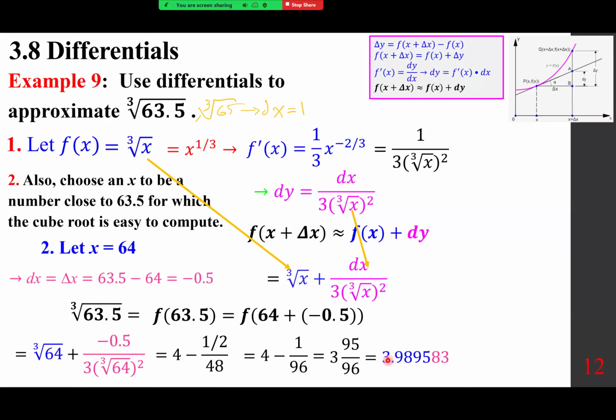And if you use a calculator, this is the approximation. By calculator, I mean using calculator on this part, okay? However, if you put 63.5 into a calculator, this is what you get. Within the first 4 decimals, they are identical. If you want to do the rounding here, this changes to 6 because this is 5, and this changes to 6 because this is 8. So they are pretty close. Why are they that close? Because dx or delta x is extremely small compared to 64.